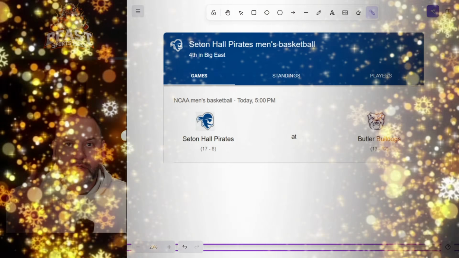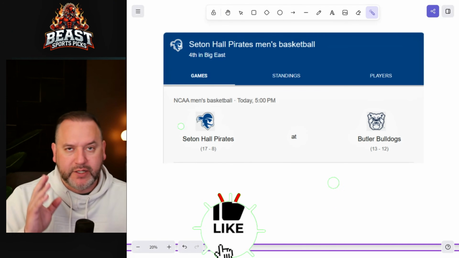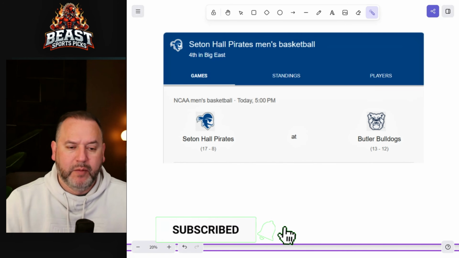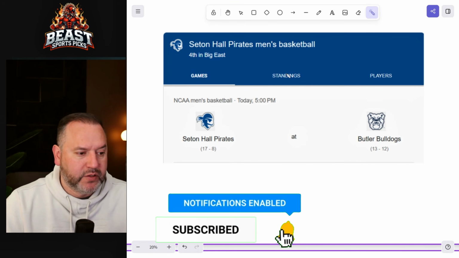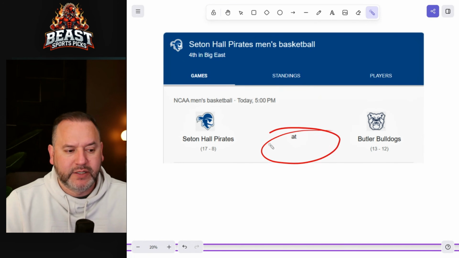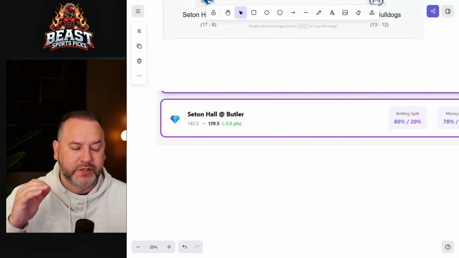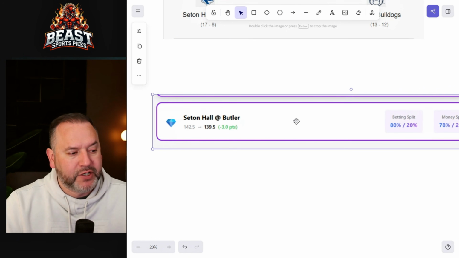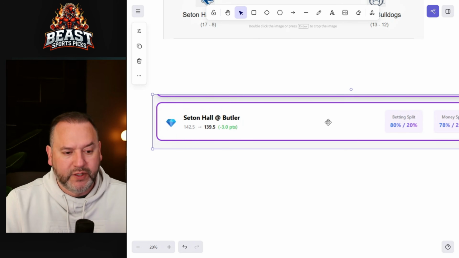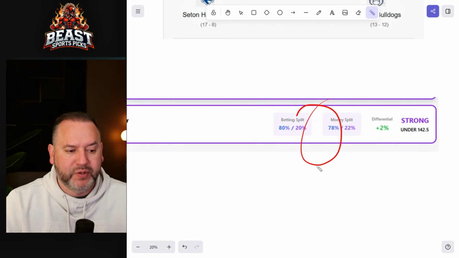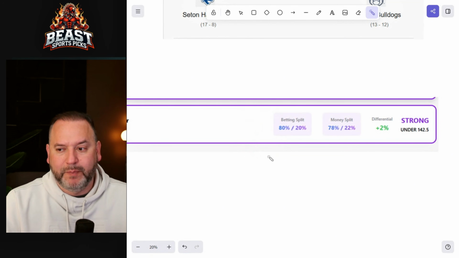All right, guys, so the parlay that I'm going to be looking at is actually going to be in the same game right here. The Seton Hall Pirates versus Butler Bulldogs. It's going to be a 2-leg parlay inside the same game. I'm going to show you the exact slip that I'm taking with the exact numbers. Like I mentioned earlier, this Seton Hall game went from 142 down to 139. 80% of the money and 78% of the bets are going in on the over.